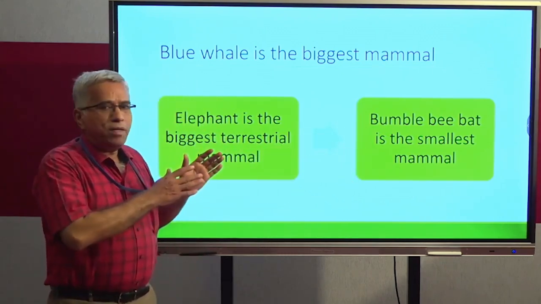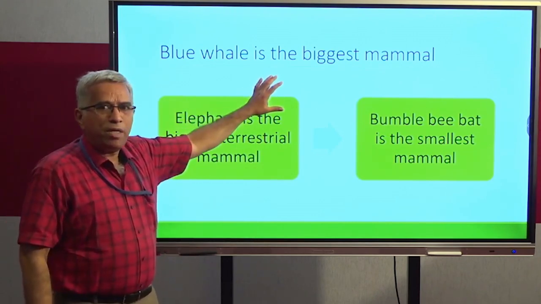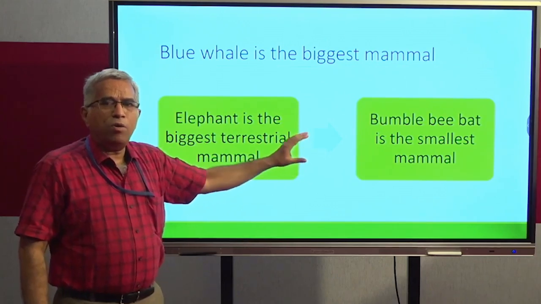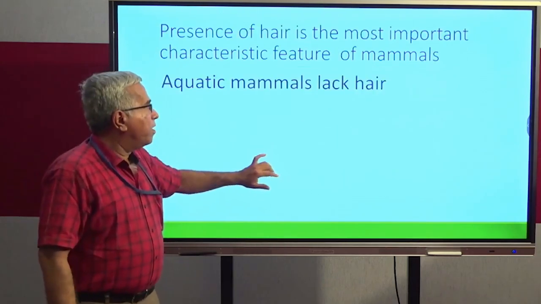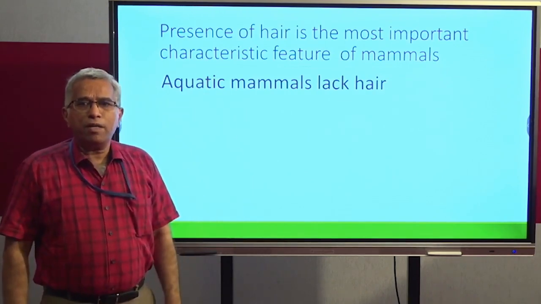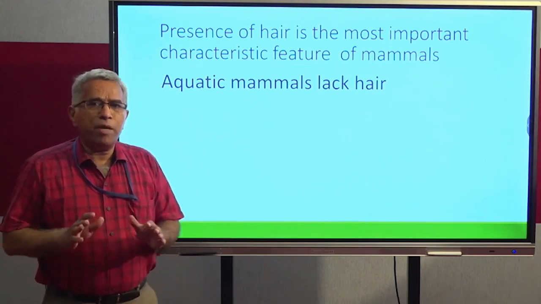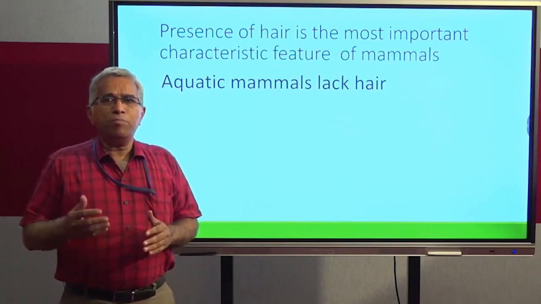Coming to the classification and general characters, right from the biggest mammal to the smallest mammal, there are certain general characters which we are going to list out. Presence of hair is the most important characteristic feature of all mammals. This is the primary character. You don't find any mammal without hair. You may be getting some doubt.